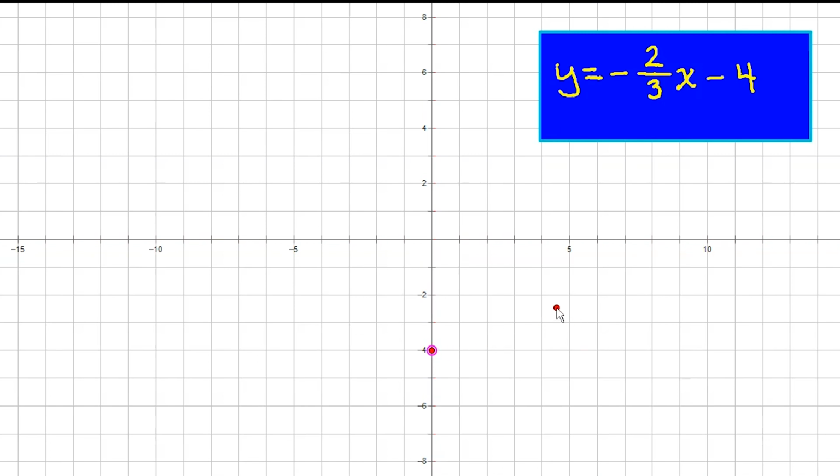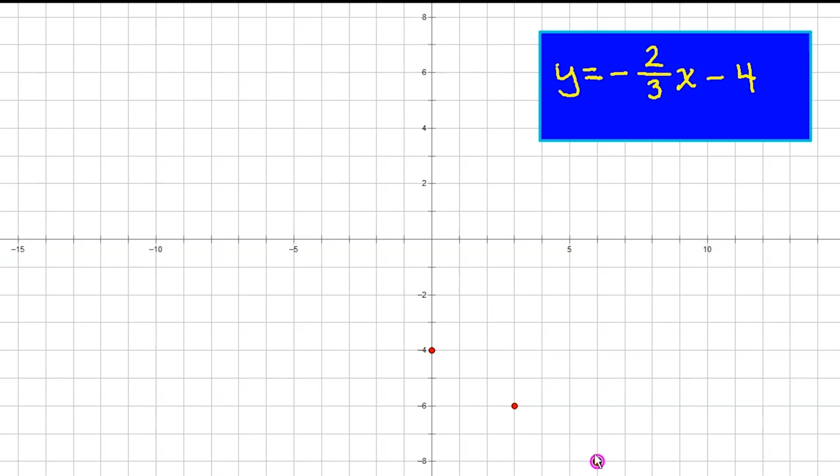Now to get more points, again, we use our slope. This time, because of this negative sign right here, our rise is actually going to be -2, and then our run is going to be +3. So that means we're going to be going down 2 and to the right 3. Down 2 and to the right 3.